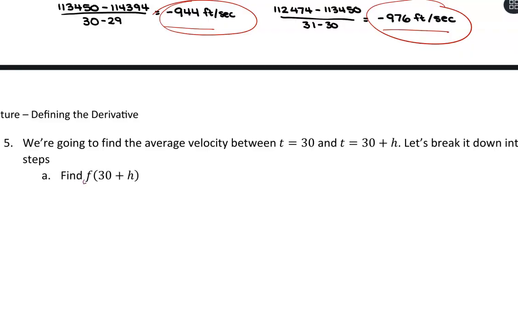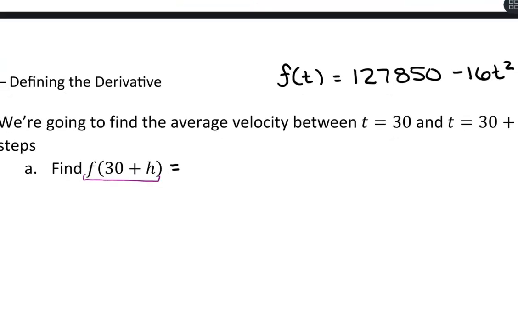Let's say I just want to find, what does f of 30 plus h look like? We're working with the idea that our function f of t is 127,850 minus 16t squared. If I plug in 30 plus h into that function, that would be 127,850 minus 16, and then my input is now 30 plus h, and that's being squared. Then we need to simplify this.